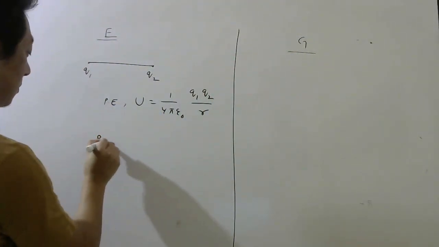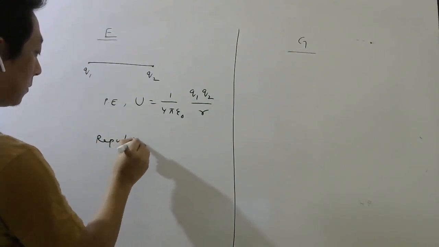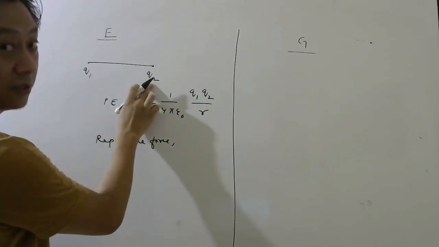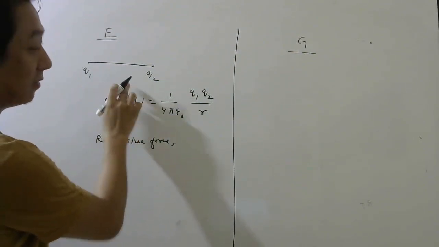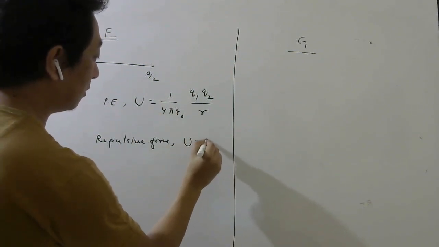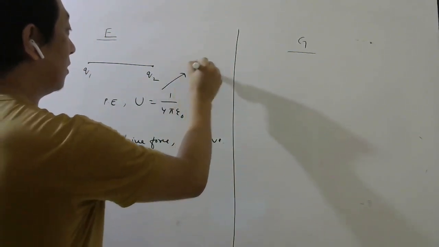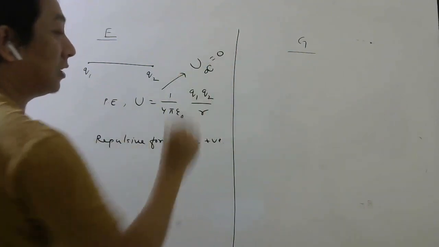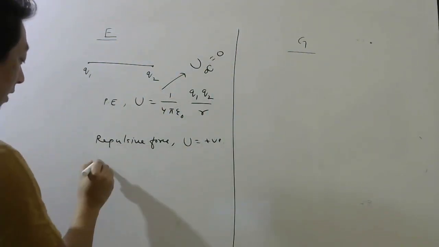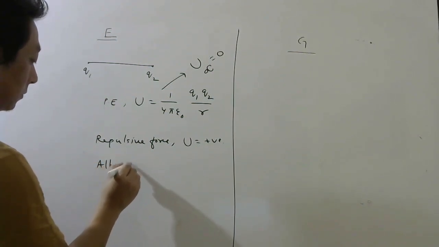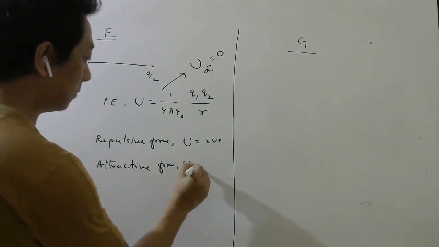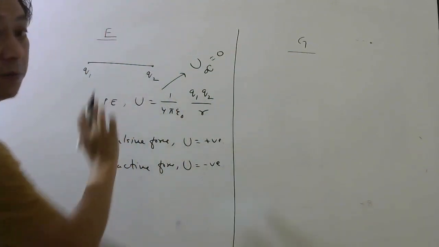So if it is a repulsive force, then it means both the charges are positive or both the charges are negative. So when you put positive-positive or negative-negative, your potential energy will be positive. Of course, I have taken potential energy at infinity to be 0 to derive this formula. Similarly, for attractive force, it will be negative because one of the charges will be negative.